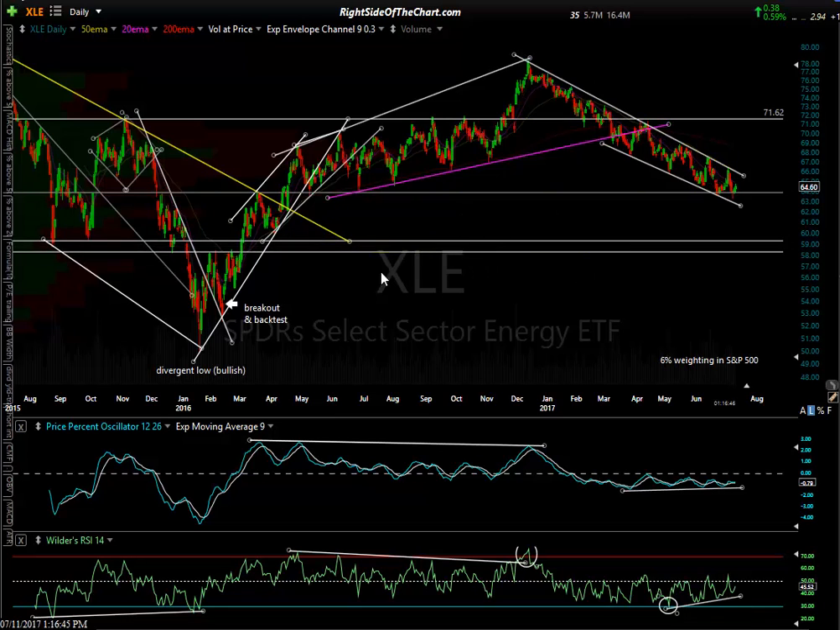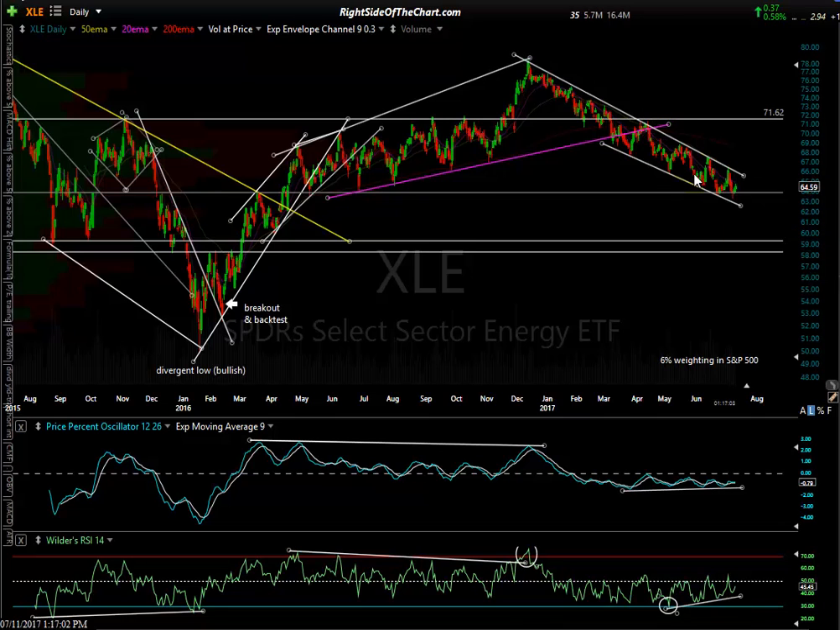In recent months, I've covered quite a bit on the S&P 500, the various sectors within there, and energy is one of those. It makes up about a 6% weighting in the S&P 500, and for a while I've stated the next buy signal will come on a break of this downtrend line.